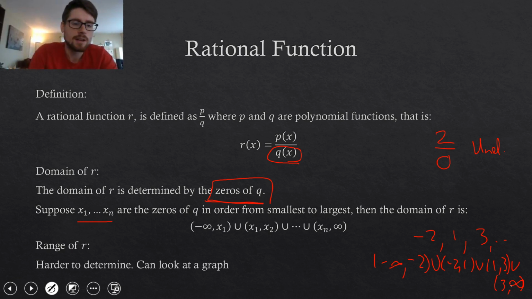Okay. The range of R is a harder thing to find. I would say most of the time, to find the range of a rational function, you want to look at the graph of it and figure out what the highest and lowest values will be. Sometimes you're going to get all numbers, and sometimes you won't. So looking at the graph would be a good way to determine the range.